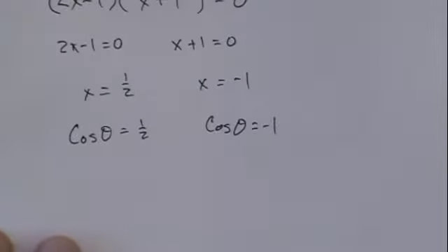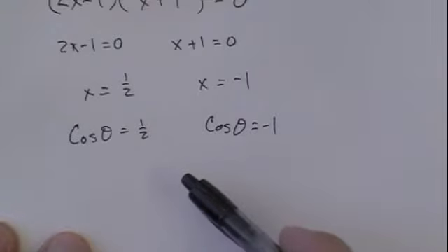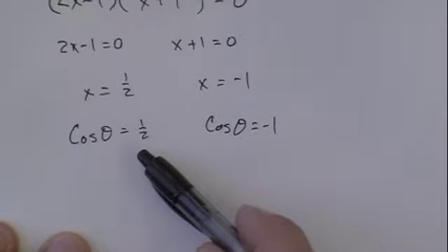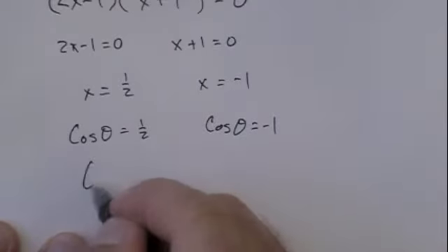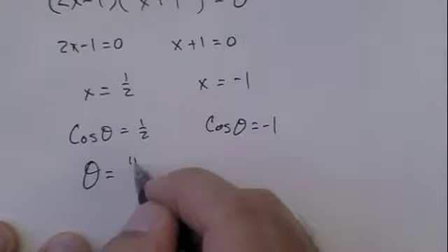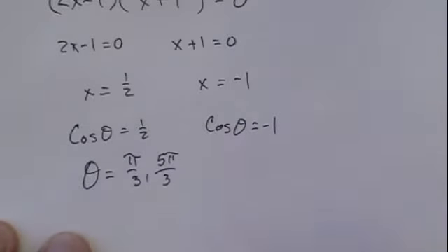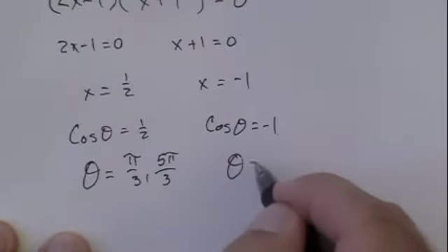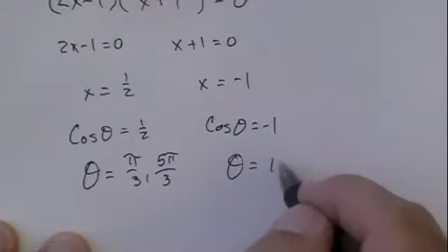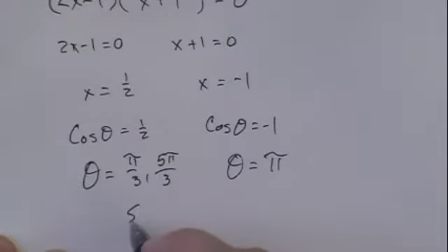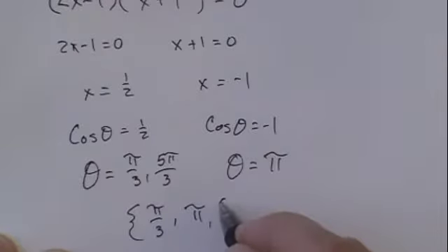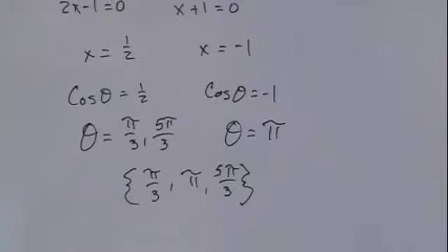Now from this point, we're using our unit circle. We know that cosine of theta is equal to 1/2 at the angle pi over 3 and 5 pi over 3. And we know that cosine is equal to negative 1 at pi. So if we're just talking about one time around the unit circle, we have these three angles. That would make up our solution set.